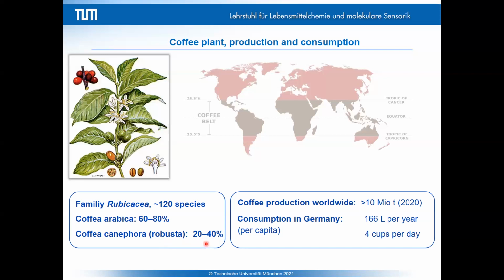In 2020, over 10 million tons of coffee were produced, and just as a bit of an example, the per capita consumption in Germany amounts to 166 liters per person per year. It's about 4 cups per person per day.